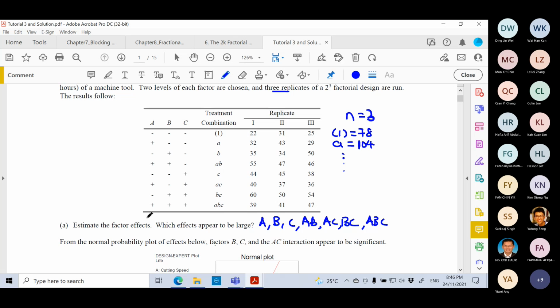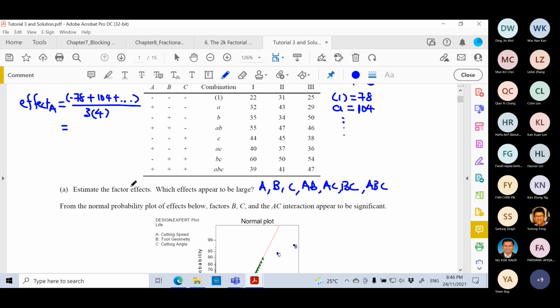Okay, so how to calculate the effect for A: the first one is negative 78 plus the 104, plus and so on. You use minus 78 plus 104 plus minus the rest of them, divided by n. The n is equal to 3 times 2 to the power of 2, which is 12. So these are the things. Then you can calculate the effect for each one. This is useful for the 2 to the power of k factorial.